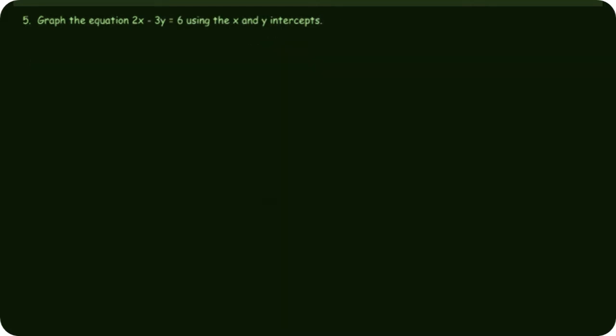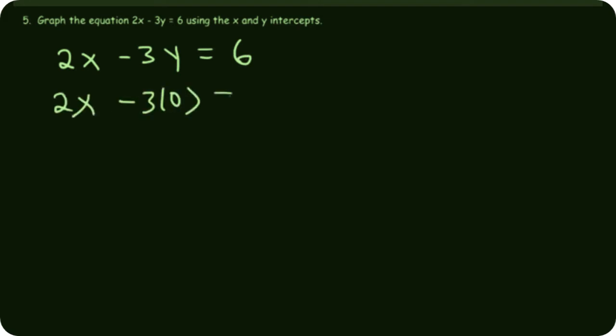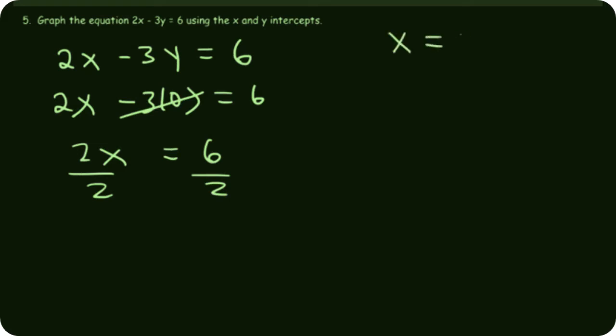Number 5, graph the equation 2x minus 3y is equal to 6 using the x and y intercepts. To find the x-intercept, replace y with 0. -3 times 0 is simply 0, so that term just disappears. So 2x is equal to 6, and if we divide both sides by 2, we can see that x is equal to 3. So for the x-intercept, we have the point (3, 0).